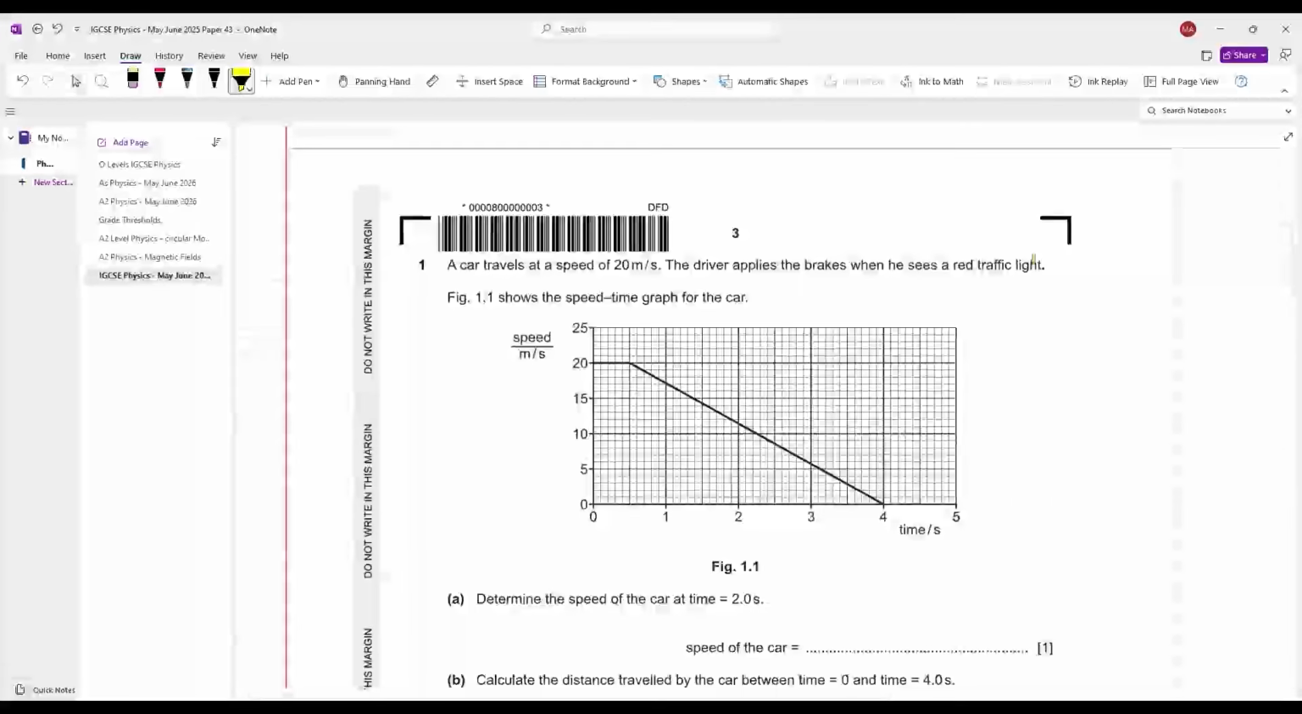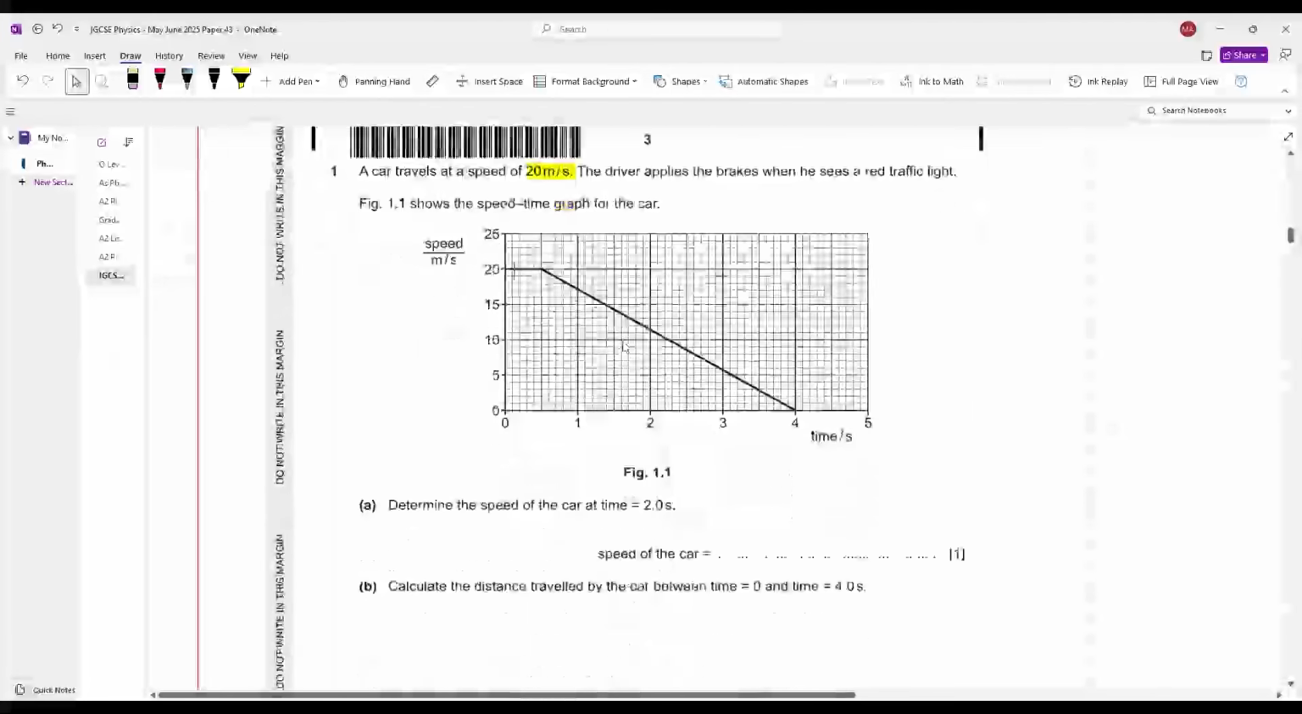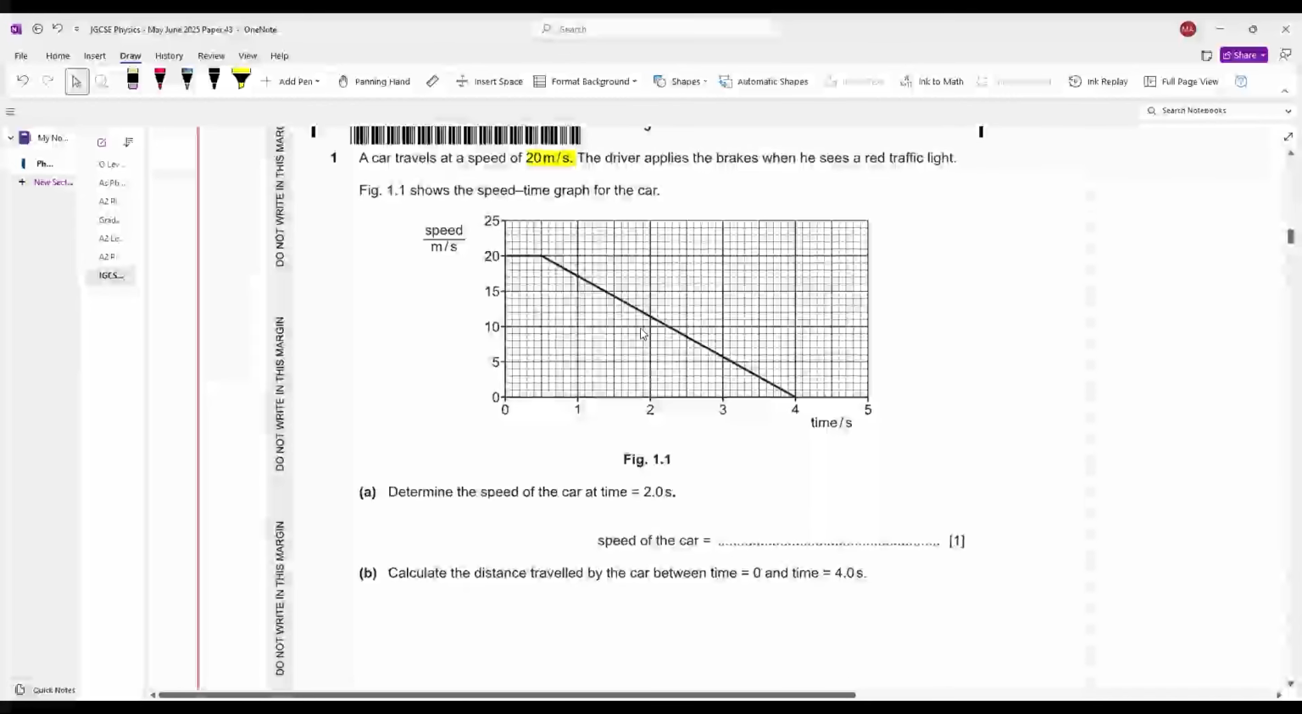Okay. A car travels at a speed of 20 meters per second. The driver applies the brake when he sees a red traffic light. Okay, भाई ये कार ट्रैवल कर रही है with a speed of 20 meters per second. ड्राइवर जो है वो ब्रेक अप्लाई करता है व्हेन ही सीज अ रेड ट्रैफिक लाइट. ओके. फिगर 1.1 shows the speed time graph for the car. Okay. Determine the speed of the car at time t is equal to 2 seconds.